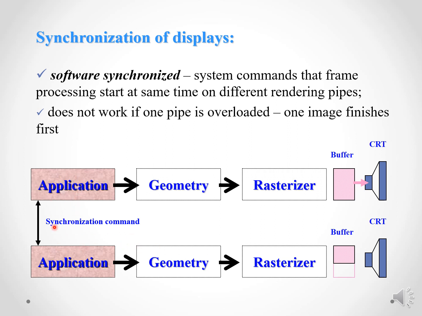So it starts over here, but this solution is not working. Why? Because it cannot solve the problem: if one pipe is overloaded, one image will finish first. So this first solution using software synchronize is not working. So they came up with the second solution in the next slide. Let's see whether the second solution can solve this problem or not.